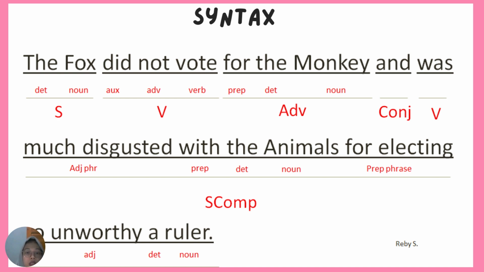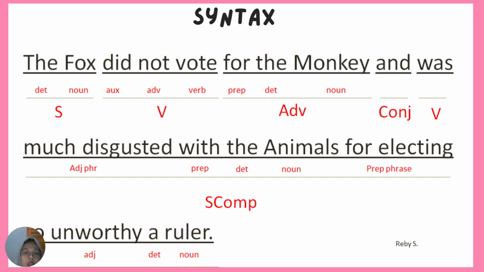This is subject complement. From this to this, from much to ruler, because this is linking verb, while subject complement usually uses linking verb.